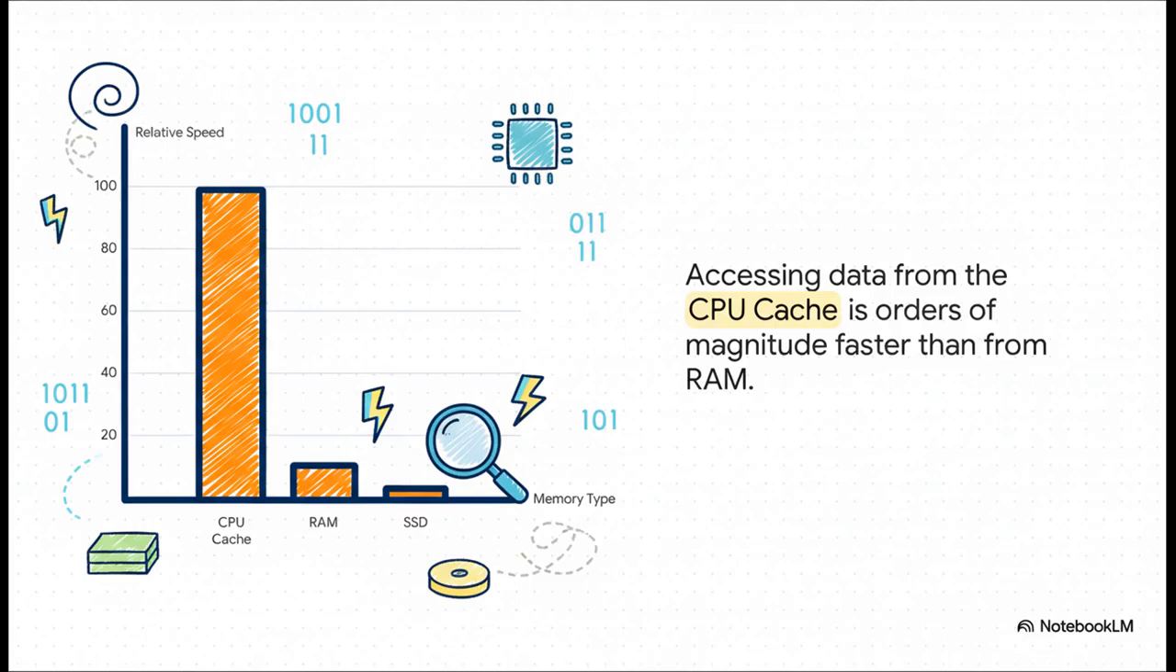And just look at this chart. It really puts the speed difference into perspective. Look at that massive bar for CPU cache compared to RAM. We are not talking about a small improvement here. It is a monumental leap in speed. This whole memory hierarchy is the secret sauce that keeps our powerful CPUs constantly working instead of constantly waiting.